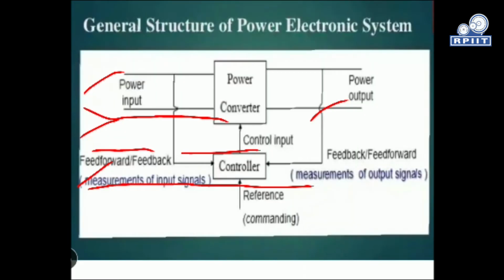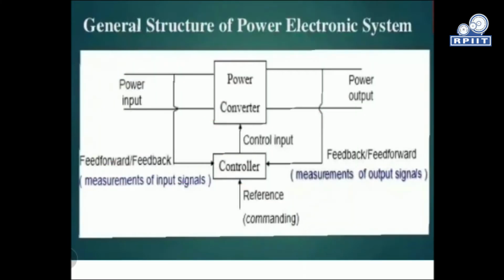Now, this is the basic structure of a power electronic system. It includes mainly two units, that is our power electronic converter and our controller, right? We are giving the power input from this side and we will get the power output from the power electronic converter as the conversion process output.